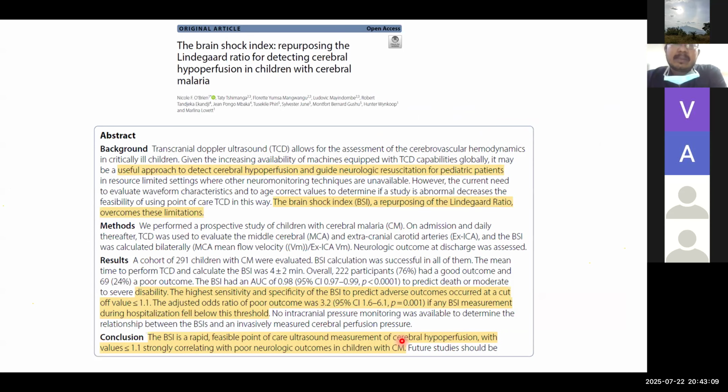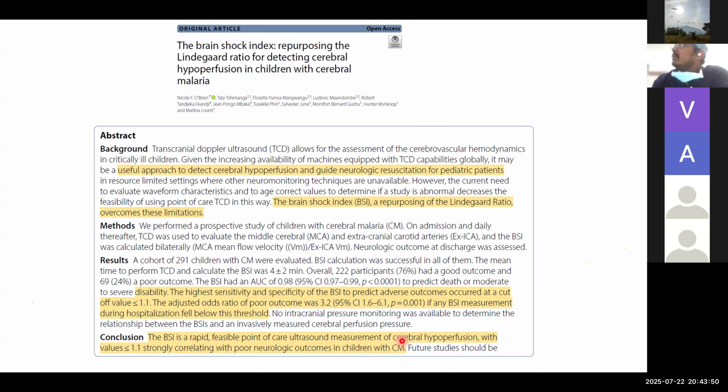And to my surprise, this study from O'Brien has surprised me. What they've done in cerebral malaria is use the Lindegaard ratio to see whether there is hypoperfusion or not. This is a wonderful example which says that you need to look at both sides of the coin. We often look at one side of the coin, hyperperfusion, looking for hyperemia and vasospasm. They were wondering if the ratio actually reflects a decreased vascular supply, which they call cerebral hypoperfusion.